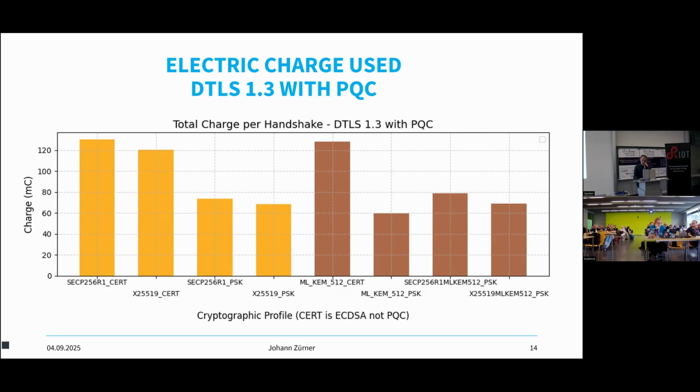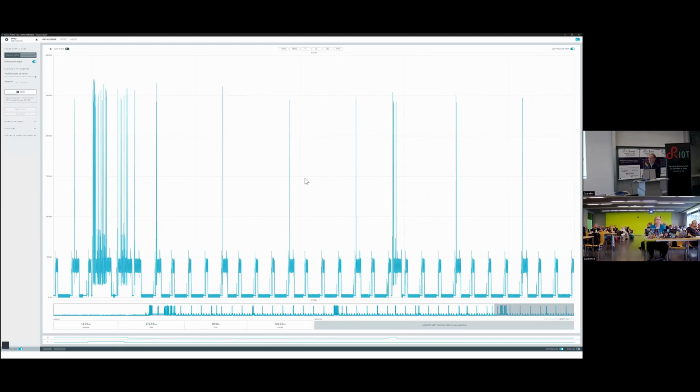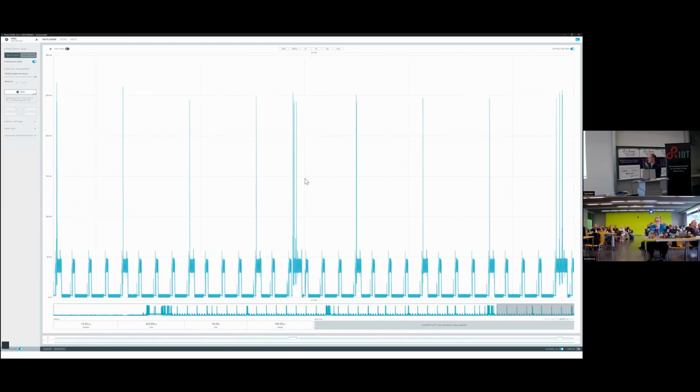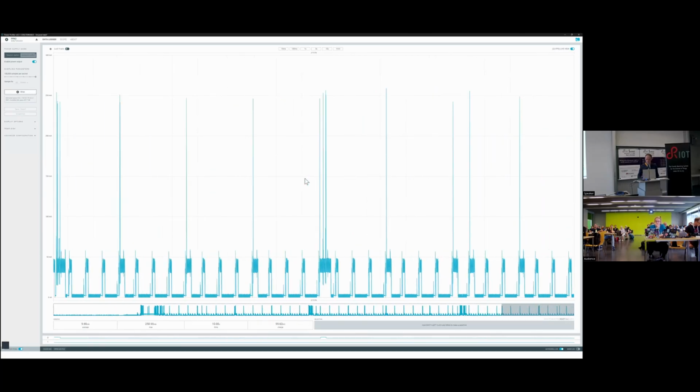This is turn the server on, and now let's reset the board. Now let's hope that, oh yeah, okay. So that's live measurement of DTLS application traffic taking place.